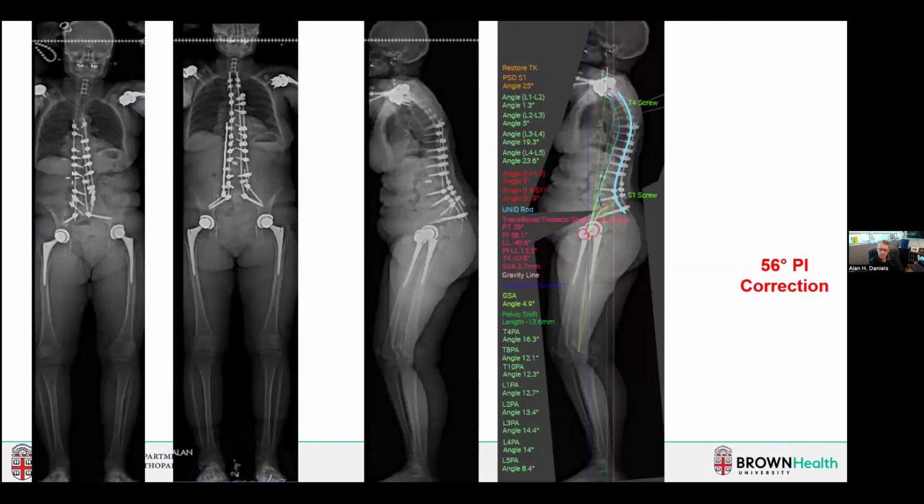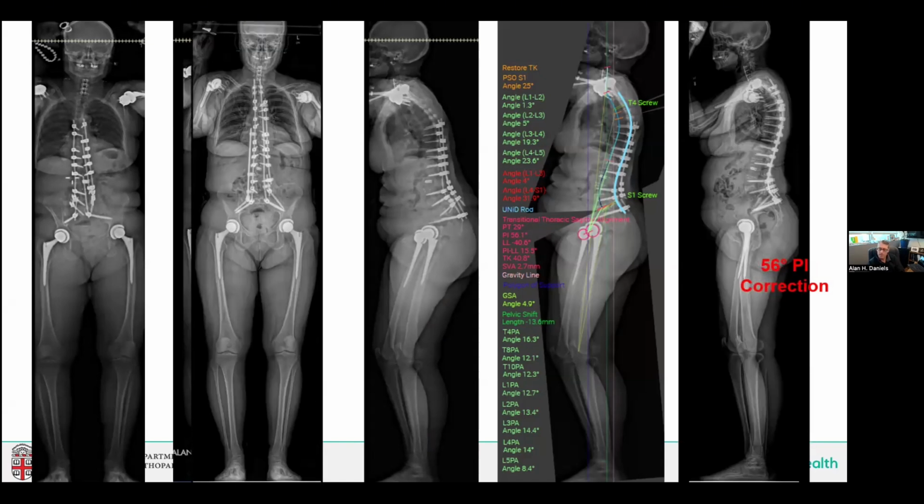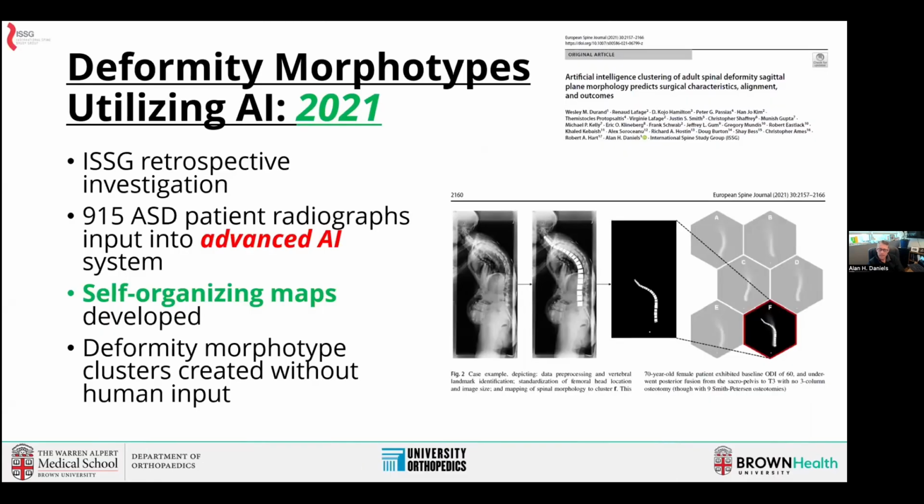And now this is a recent case of mine. You see that we've got a tremendous number of angular measurements. We've got planning. We've got AI assessment of relaxation mechanisms and compensatory mechanisms within the spine. And it's really come a long way, and it's happened very quickly.